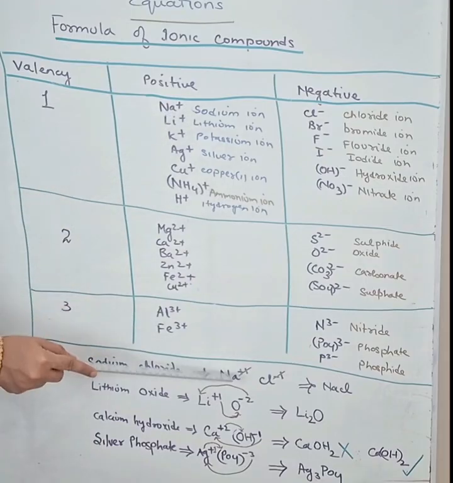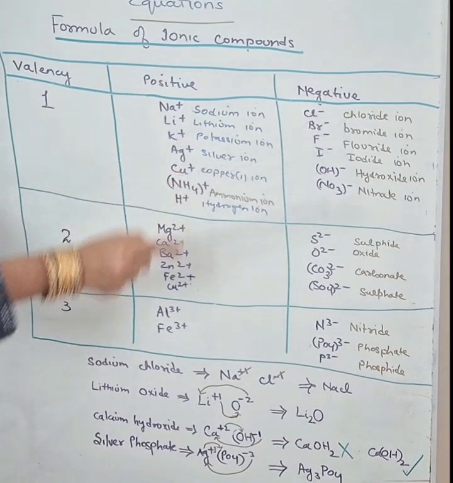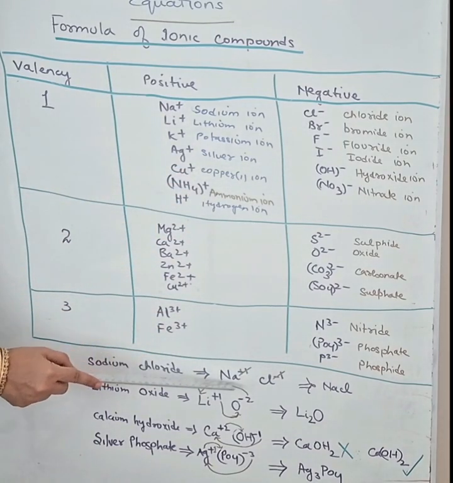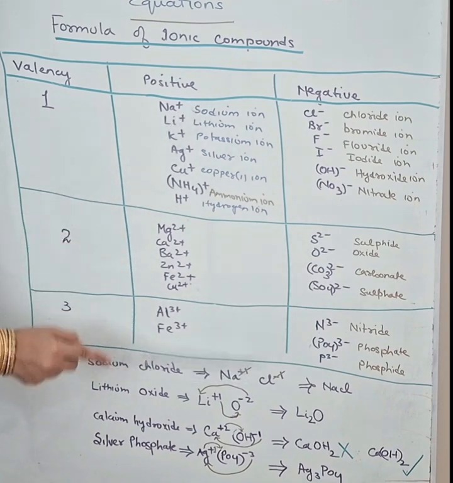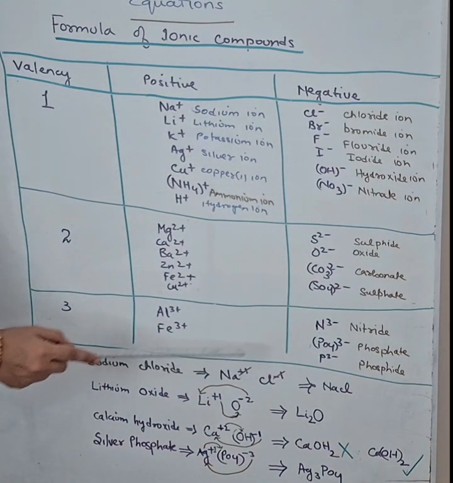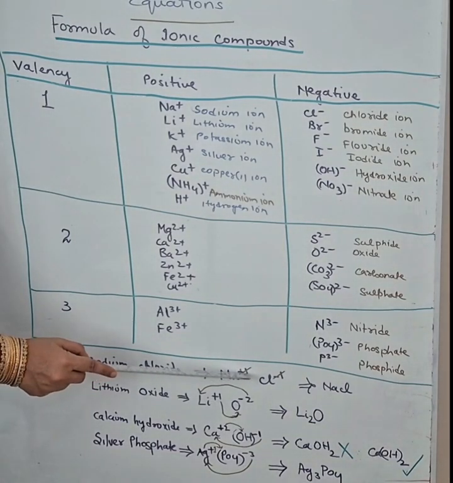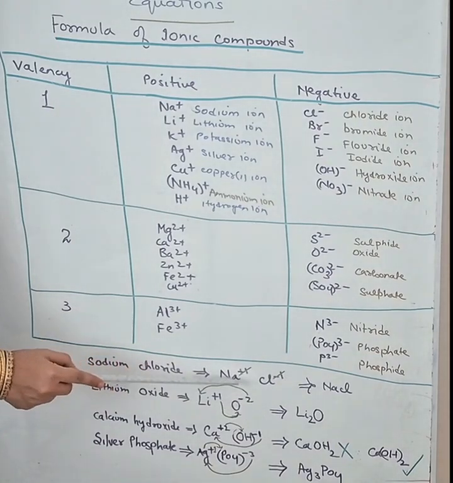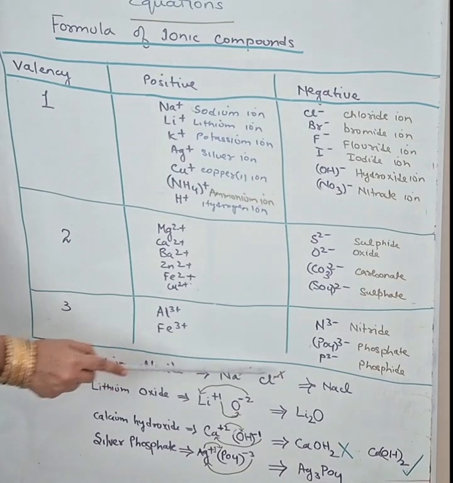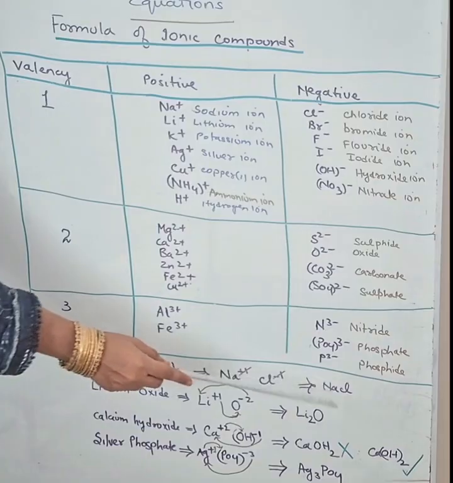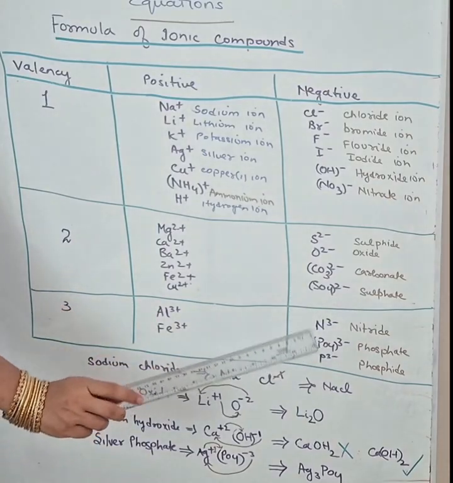Suppose sodium ion is Na+ and chloride ion is Cl-. First step, I will just copy the ions from the table. Then I will check the charges, or I can say the valency. Now you see this, sodium has one valency and chlorine has one valency. Because their valency is the same, they will cancel each other and the formula will become NaCl.